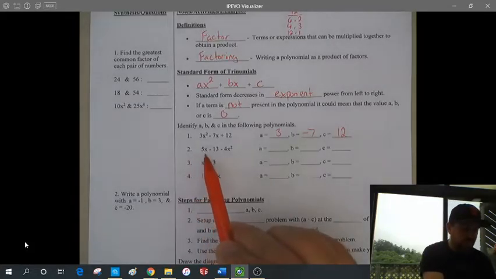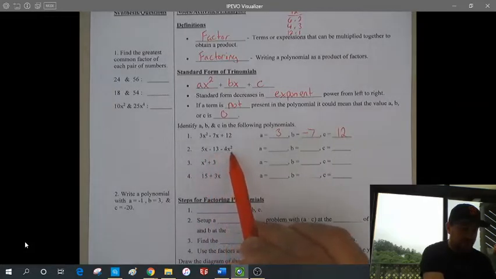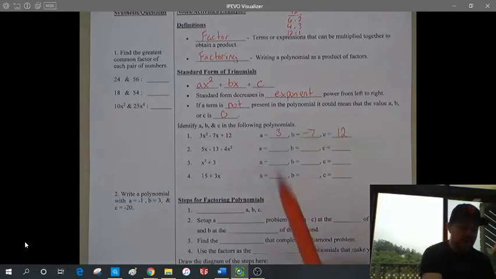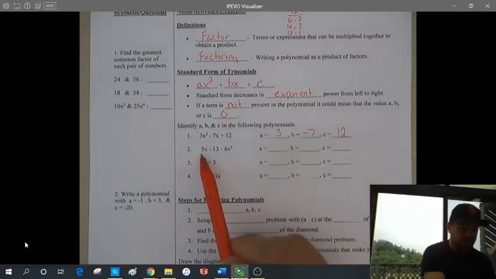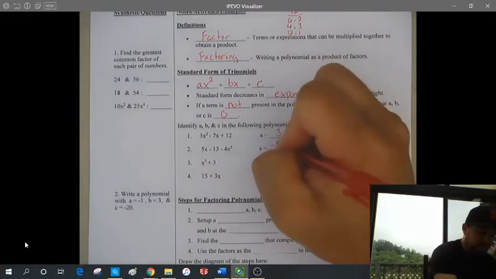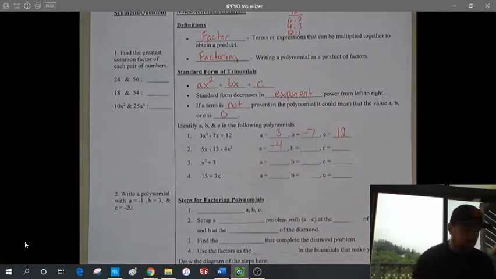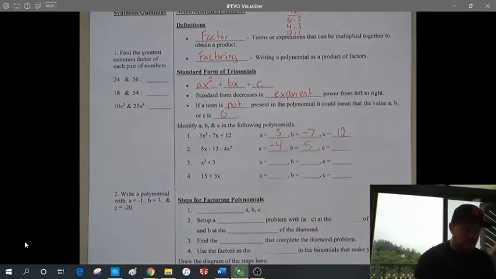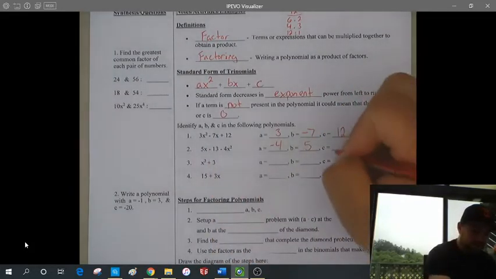For number 2, we've got 5x minus 13 equals negative 4x squared. This isn't in standard form because it's not written with the x squared term first, but the a value is not always necessarily the first term, it's the coefficient of the x squared. So in this case that would be negative 4. For b, it's the coefficient of the x term, that would be positive 5. And my constant in this one is negative 13.